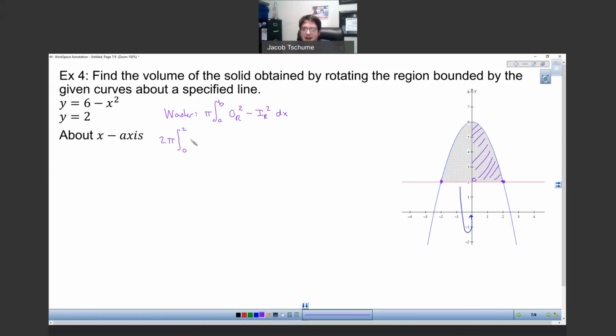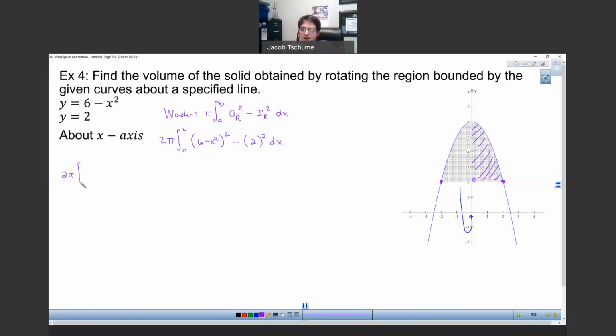So based on the axis that you're rotating around, the function that is the furthest away from the x-axis is the quadratic, which is 6 minus x squared. And I'm going to square that whole thing. And I'm going to subtract from that the inner function, which is the straight line, 2, which you have to also square. All right, so I'll bring this down.